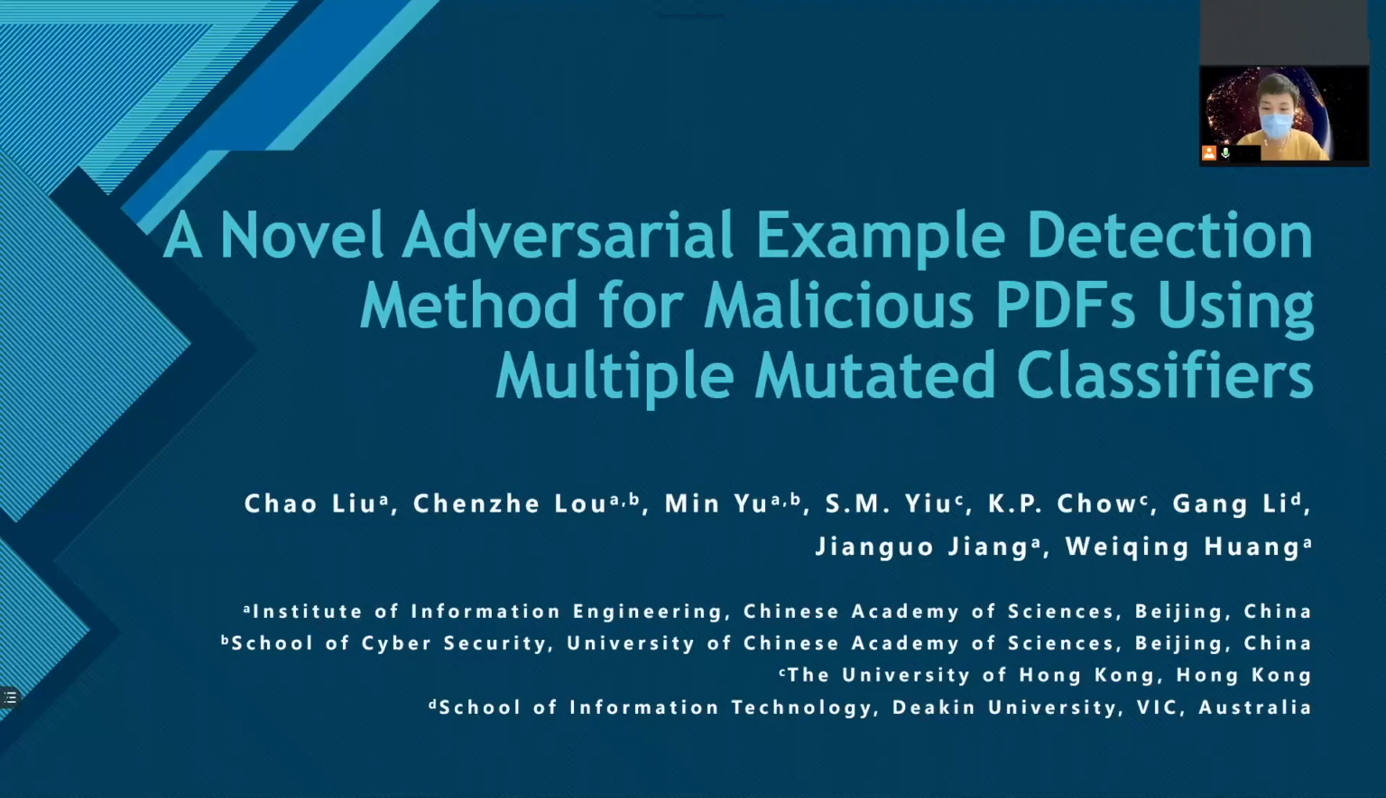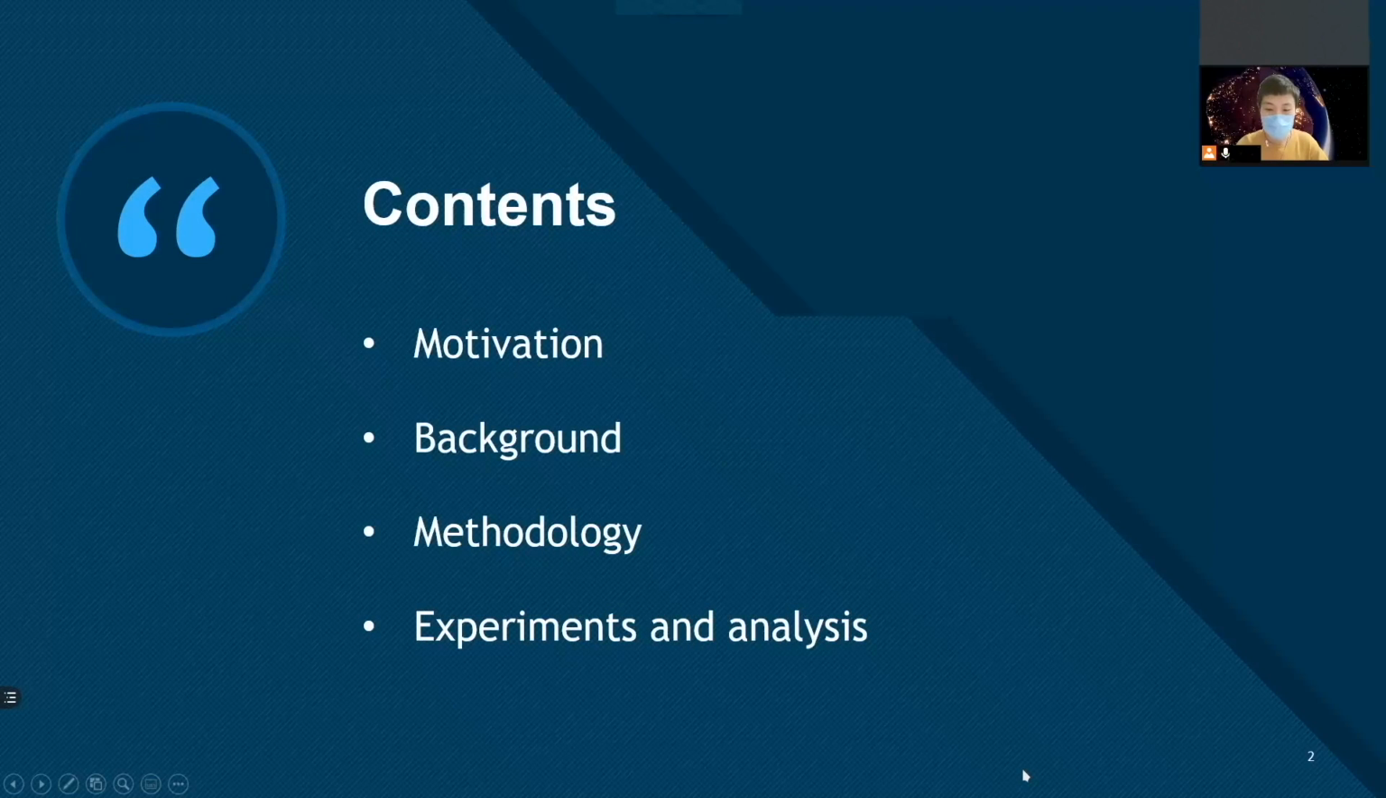My name is Chenzhe, and I am a student of the Institute of Information Engineering, Chinese Academy of Sciences. Today, I would like to share with you our work, a novel adversarial example detection method for malicious PDFs using multiple mutated classifiers. My talk this morning is divided into 4 main sections: motivation, background, methodology, experiments, and analysis.